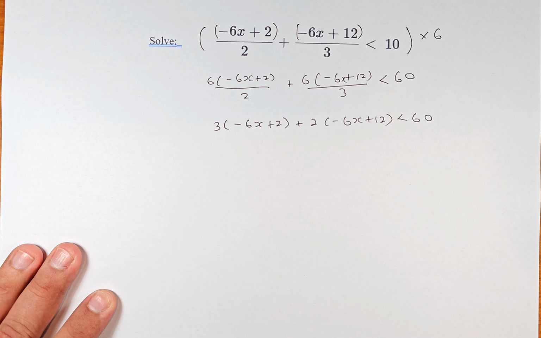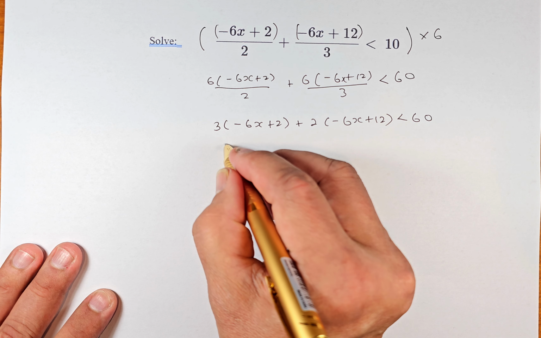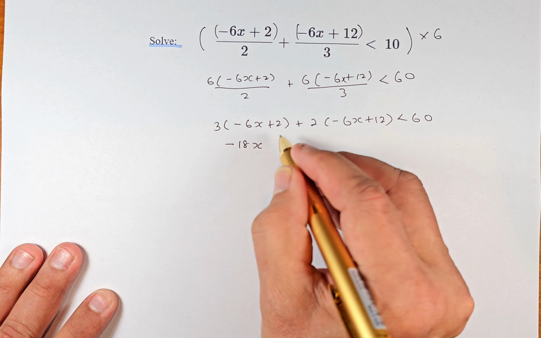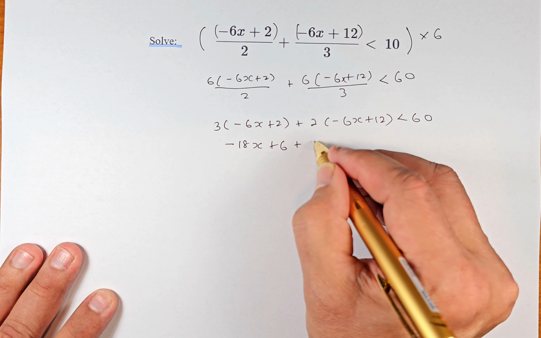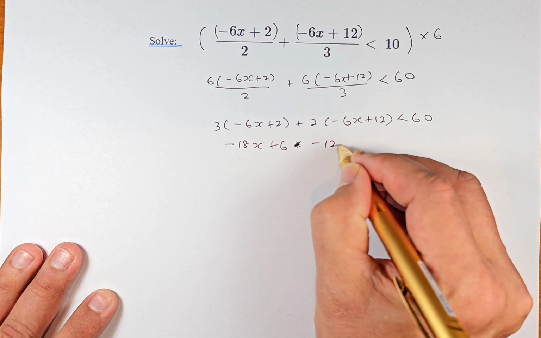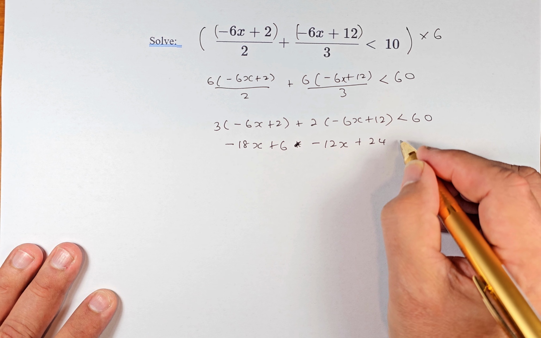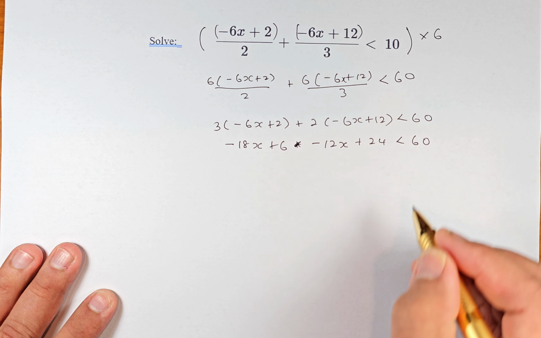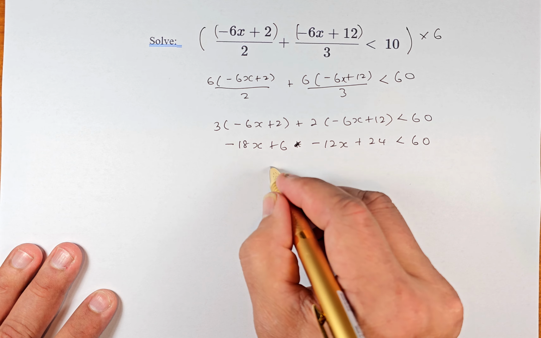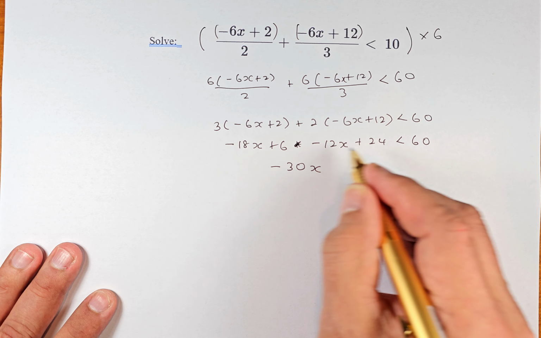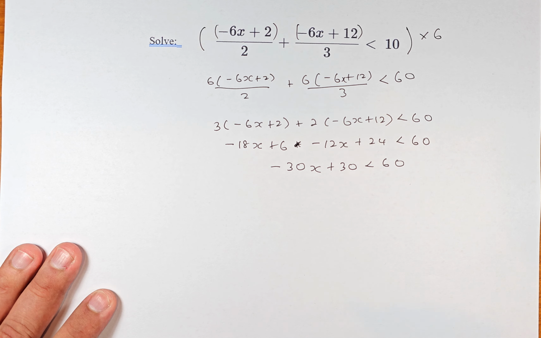Now we're going to expand and solve it. 3 times minus 6x is minus 18x. 3 times 2 is plus 6. On the second expression, 2 times minus 6x is minus 12x. 2 times 12 is plus 24. And then it's less than 60. Now we're going to collect like terms. Minus 18x minus 12x is minus 30x. 6 plus 24 is plus 30. Is less than 60.